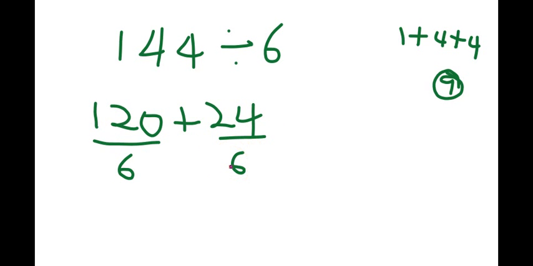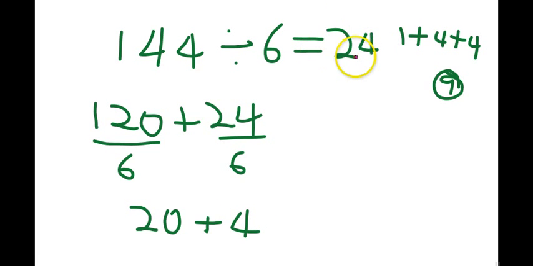120 divided by 6, because it's in tens and I know 12 divided by 6 is 2, I'm going to have 20, then plus 24 divided by 6. I know my multiplication of 6 very well, so 6 times what is 24? That is 4. And so together I can say that 144 divided by 6 will give you 24 as the answer.